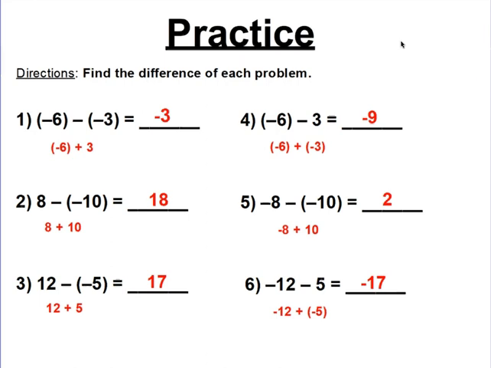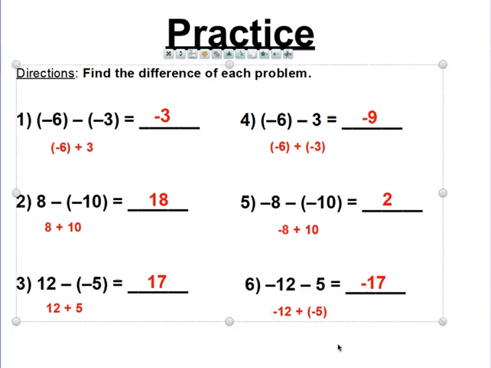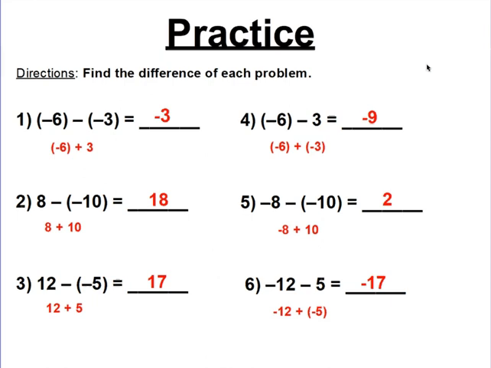Remember your adding rules. Different sign means find the difference, like in question 1 and question 5. Same sign means find the sum. So like questions 2, 3, 6, and 4. Okay? So you have your answers. See your teacher if you need some help with these or to clarify.